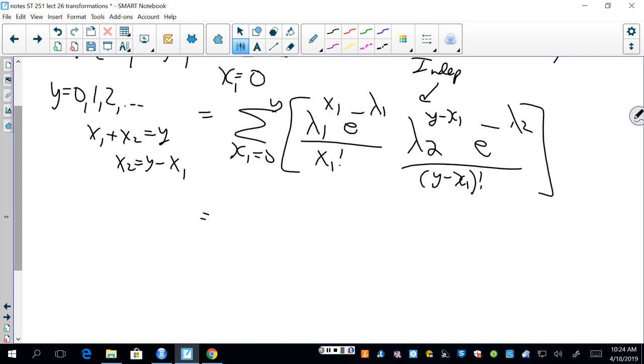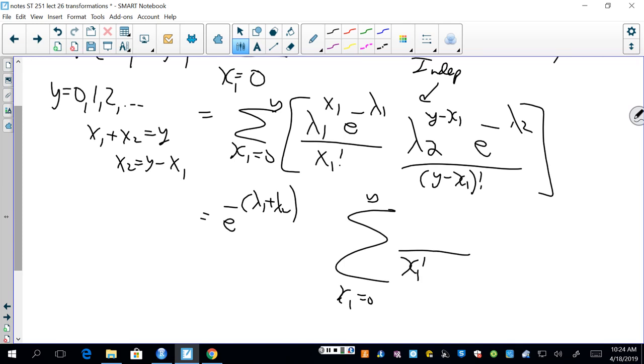We can pull out e to the negative lambda 1 and lambda 2 terms, so you do get this term pretty directly in there. And then we have this summation. I'm leaving a little space because eventually something will go in there. I'm going to put the factorials down here: x1 factorial, y minus x1 factorial. There's a lambda 1 to the x1 and a lambda 2 to the y minus x1. That's just kind of rearranging and leaving some space.